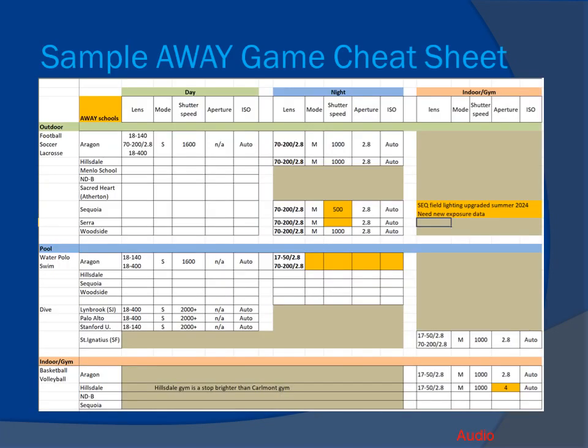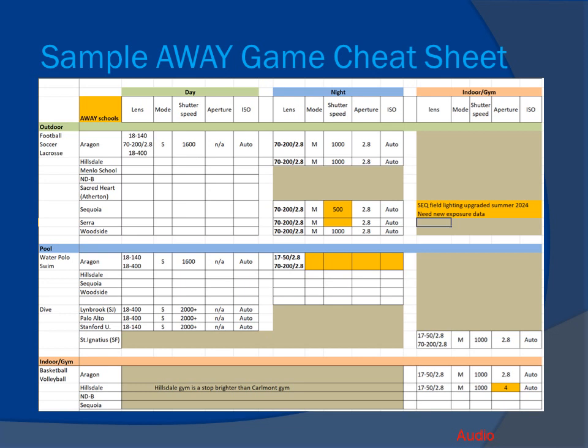This is a sample of the away game cheat sheet. On the left, like before, the sports. But the next column over is the school. So, let's say football. School is Aragon. You can go across and you see the lens, mode, shutter speed, and ISO.